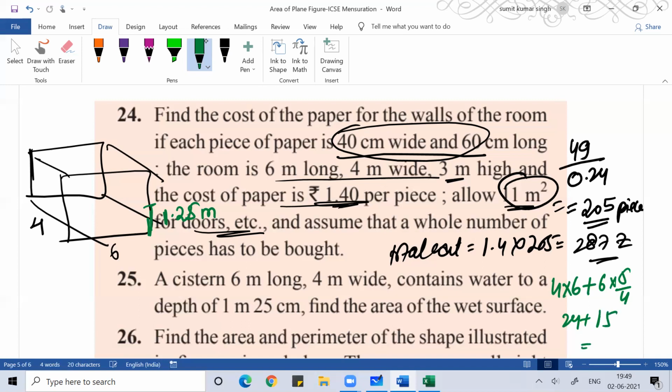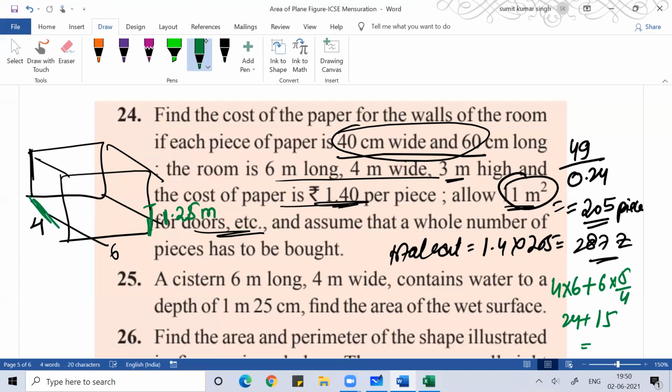49 meter square. How do you get 49, sir? So it's a cuboid. The length is 6 meter, width is 4 meter and the height is 1.25 meter. So we have to find the surface area of this, right?